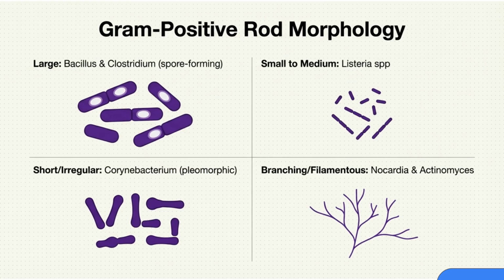Gram-positive rod morphology includes large, spore-forming organisms like Bacillus and Clostridium, small to medium forms like Listeria, and short or irregular pleomorphic forms like Corynebacterium. Some, like Nocardia, are branching and filamentous.